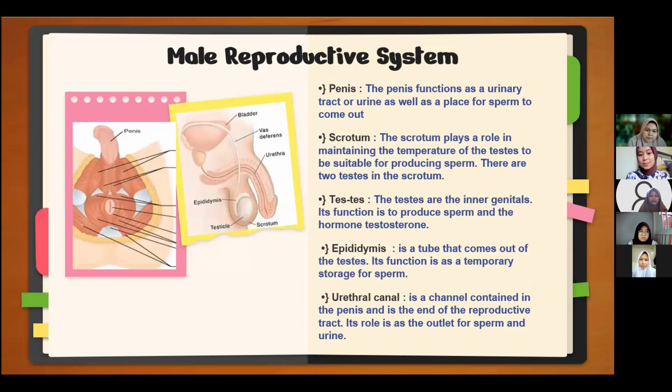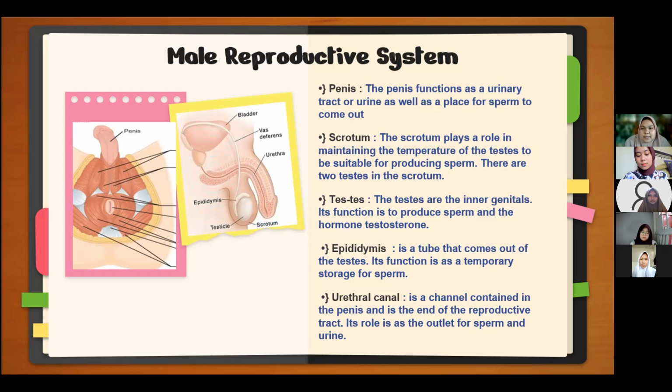Okay, thank you to our sister Shelina. And the next speaker is our sister Nazwa. Time and place is yours. Thank you, moderator. My name is Nazwa. Now I try to explain about male reproductive system. We can see in our picture male reproductive system.